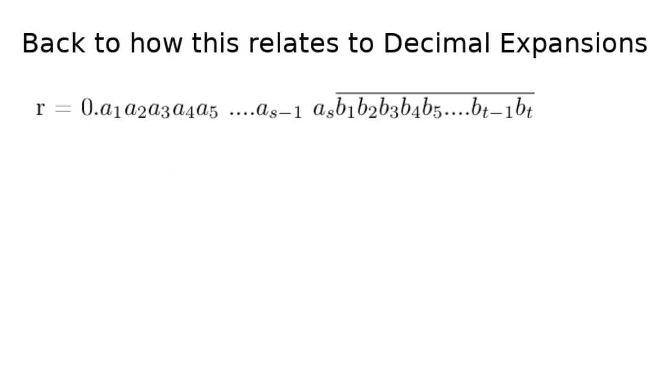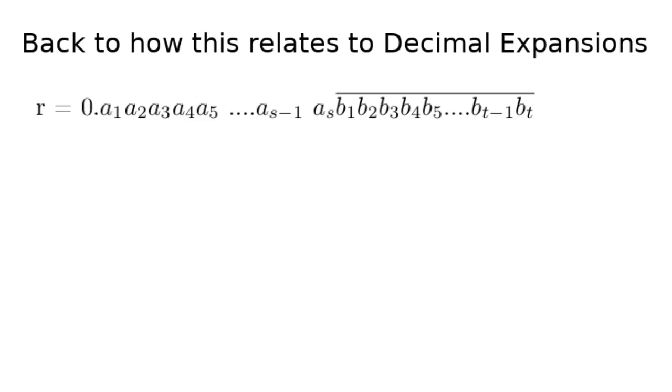Decimal expansions. We can write the number as 0 point, first digit being a1, second digit being a2, and so forth. And then you reach a point where b1, b2, b3 up to bt is the repeat of the decimal expansion. Remember, a fraction will either repeat or won't repeat at all. So the repeat is the key element of this.